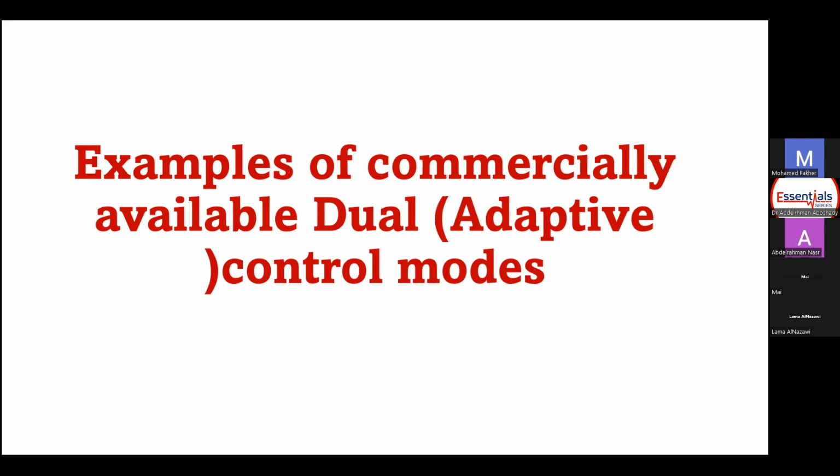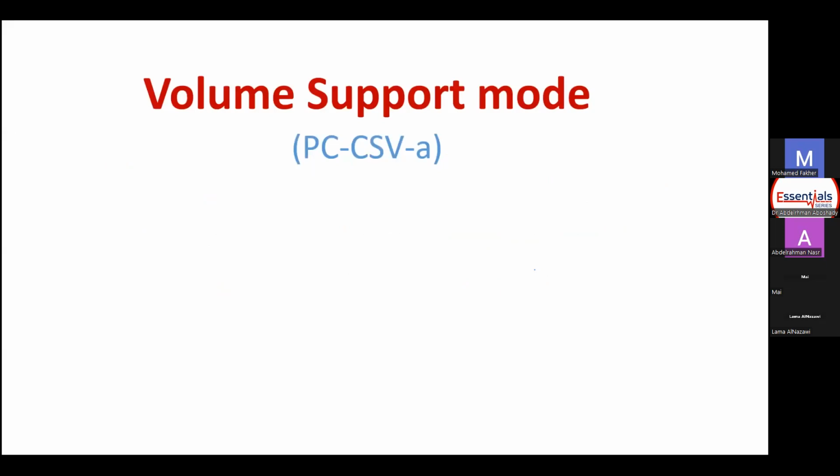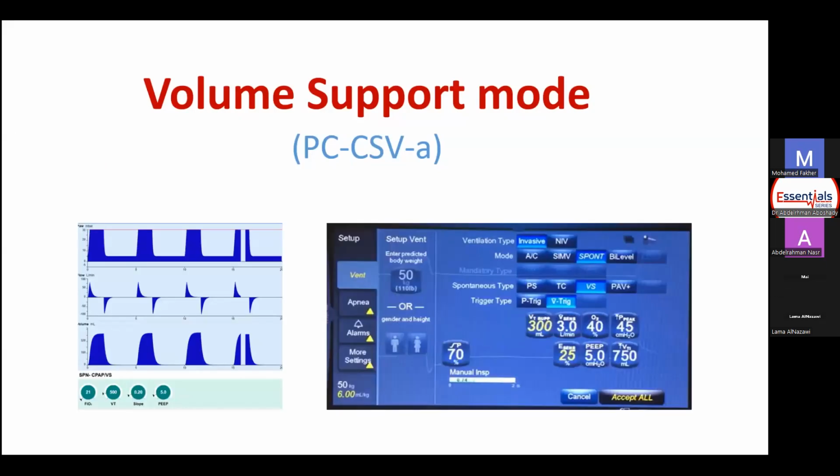Okay. So let's end our journey with dual control modes with giving some examples of commercially available dual control, or as we now call them, adaptive control modes, and know how we will set them on the ventilator. So the first mode, dual control mode we usually face in the ventilator, is the volume support mode, VS. It's called spontaneous CPAP VS in the Dräger, and it's called VS in the Bennett and McKay ventilators.